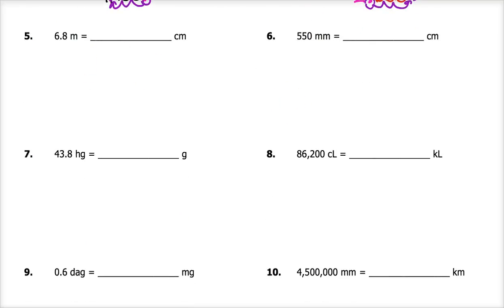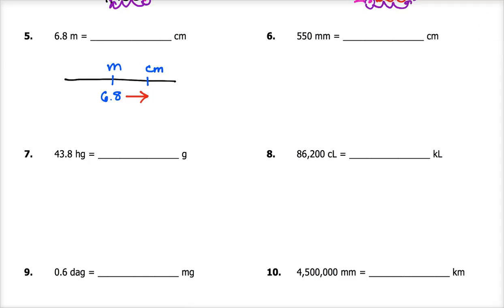Number 5, 6.8 meters, we're converting that to centimeters. Meters is our base unit, and centimeters is smaller than a meter. It's smaller by 1/100th. Okay, a centimeter is 1/100th of a meter. So we need to move to the right with our decimal, and we need to move to the right 2 places since this is only 1/100th smaller.